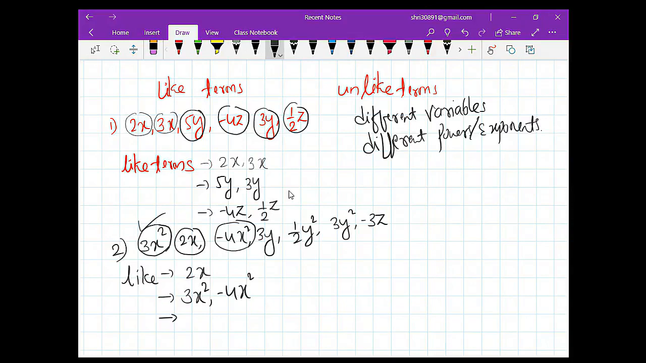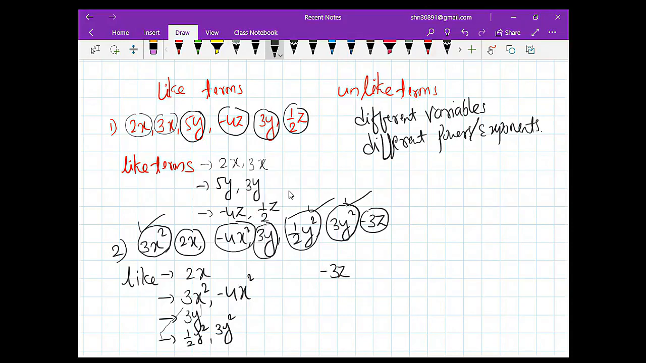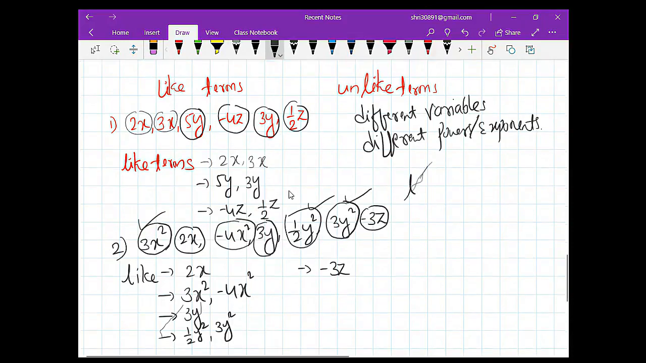See in the next one, here it is only 3y. Variable y is only one term. There is nothing other than 3y. Here 3y is a single. See in the next, it is 1 by 2y square. The power of y square here, and here also the power of y is 2. These two are like terms: 1 by 2y square, which means half of y square, and 3 times y square. And minus 3 is also single. The only thing is, like terms means what you should have.